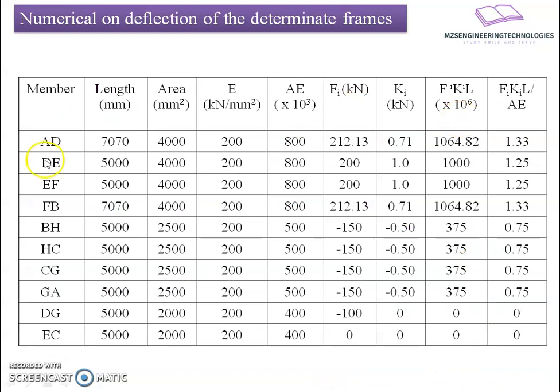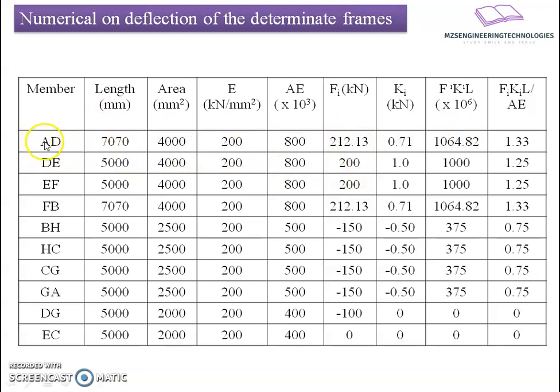Now after doing this, I will tabulate the result in a table format, where we'll have the columns: member, length, area, AE product, Fi, Ki, Li, and FiKiLi divided by AE. Since the areas of the members are different and lengths of the members are different, we are going for additional columns as we have done in the previous cases.